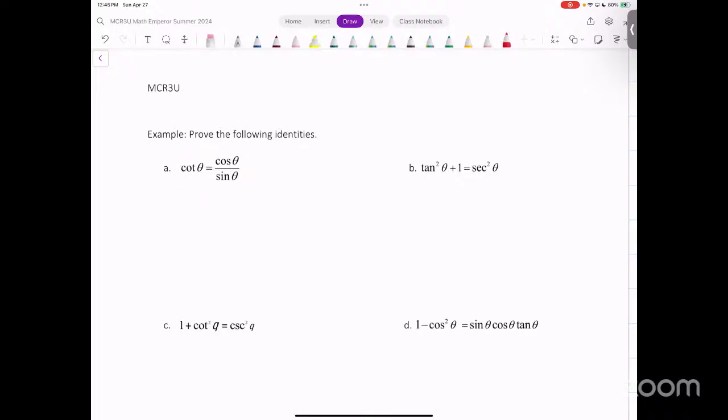I'm going to take the left-hand side. What I have on my left-hand side is cotangent of theta. What do we know about cotangent of theta in trigonometry? It's 1 over tan theta. What do we know about tan theta? It's sine theta divided by cos theta.